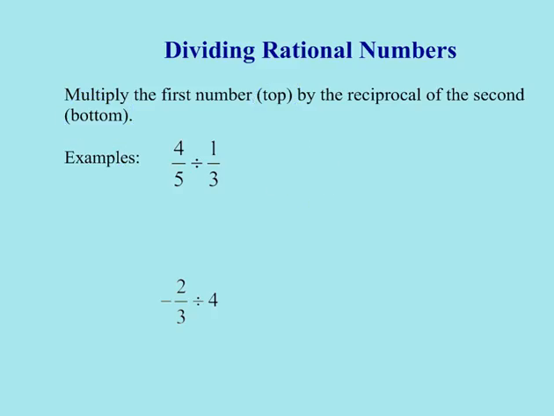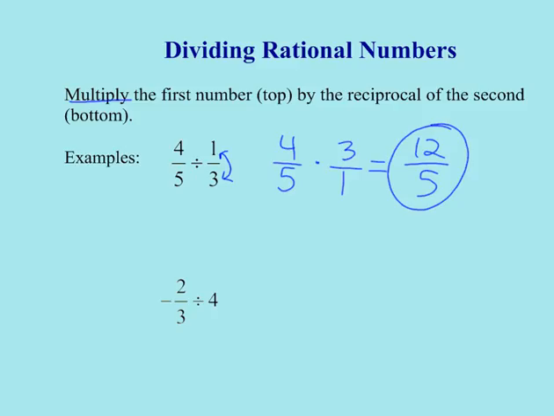All right, so let's do the problem as we have it written here. 4/5 divided by 1/3. So we're actually going to make a division problem into a multiplication problem. We're going to multiply the first number, 4/5, times the reciprocal of the second number. You may remember reciprocal is whenever we flip the numerator and the denominator. So 1/3 becomes 3 over 1. So now we've turned our division problem into a multiplication problem. We multiply the numerators together. We multiply the denominators together, 12/5. So 4/5 divided by 1/3 is 12/5.